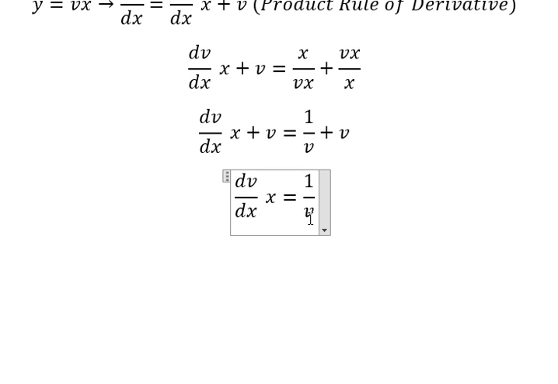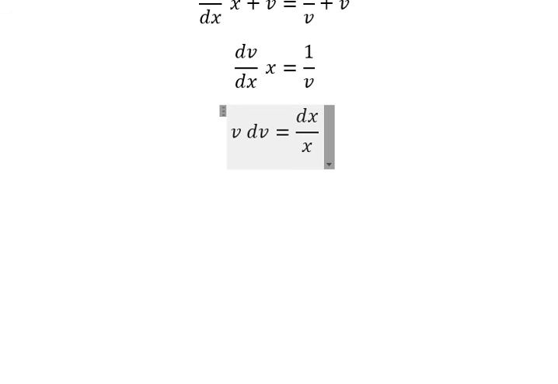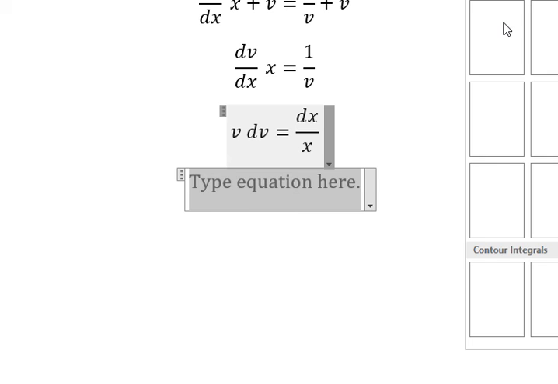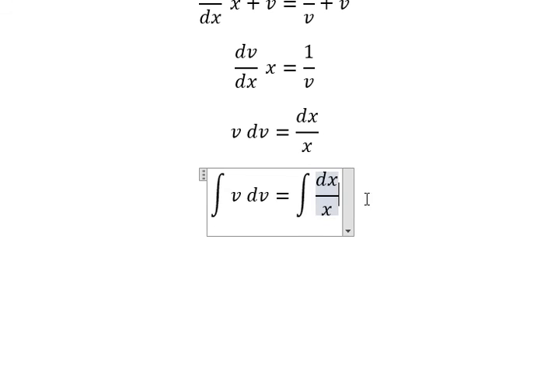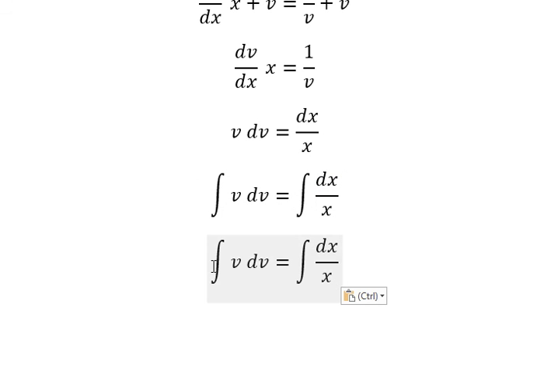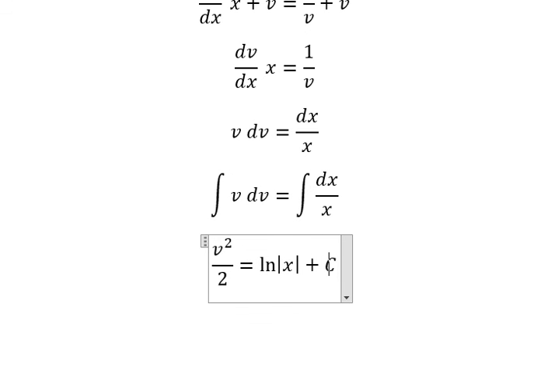Next, I will put v on the left, dx and x go to the right. So we have v dv equals dx over x. Next, I will put the integration for both sides. The integration of this one, we have v squared over 2. The integration of this one, we have ln of the absolute value of x, and we add c.